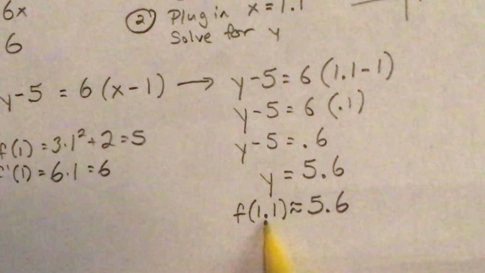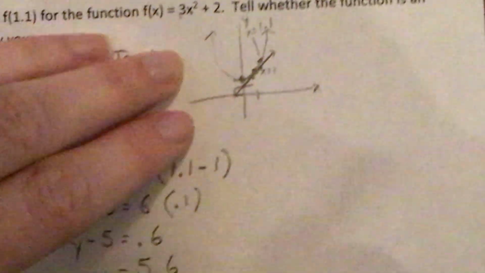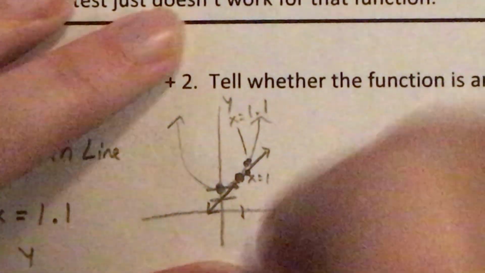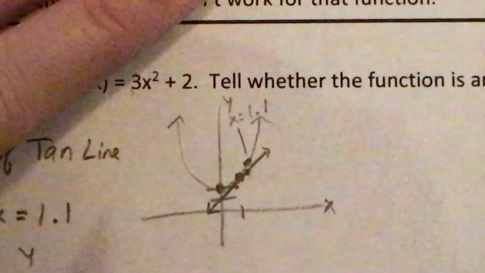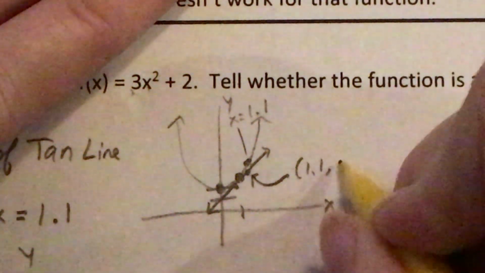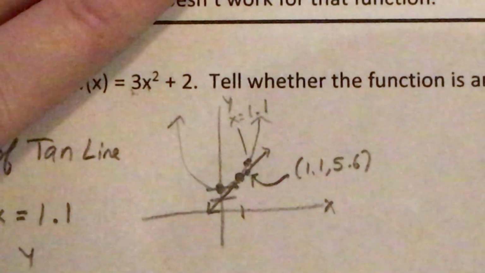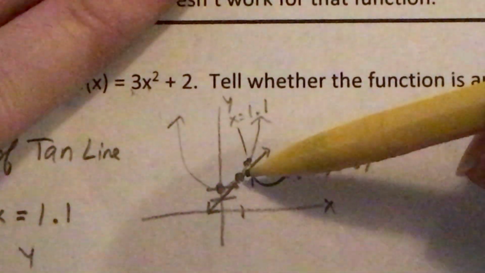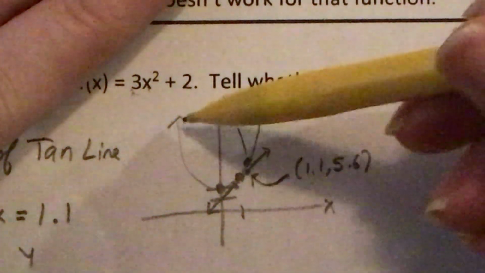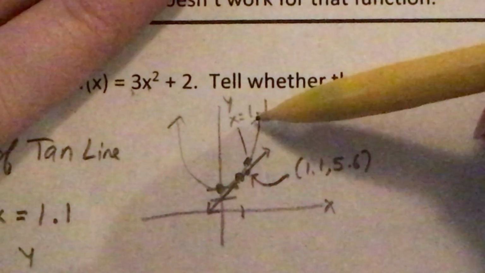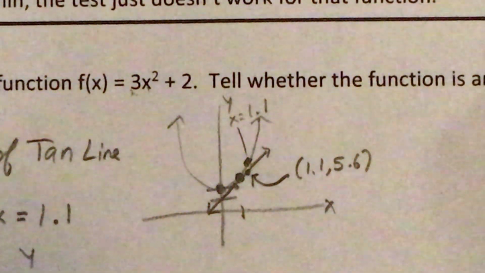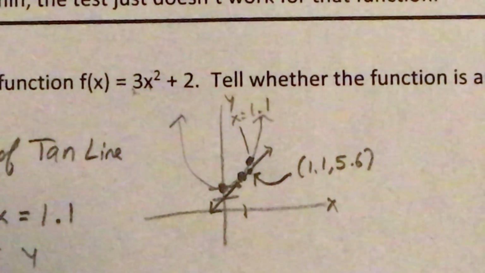So this point, 1.1, 5.6, zoom back in slightly, is this point. We know that that point is lower than the actual point, 1.1 comma something, that is on the curve. It is lower. So we have found the estimate. It was 5.6. So I'm going to box that in.